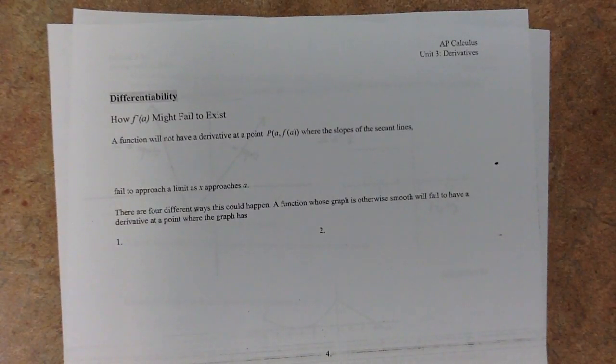So in this lesson, we're going to be talking about differentiability. And remember, if you can differentiate something, it means that you can take the derivative. So differentiability is basically the ability to take a derivative, whether you can or can't, whether it exists or it doesn't. So this first whole category, we're going to be talking about situations in which the derivative might fail to exist at a certain point.